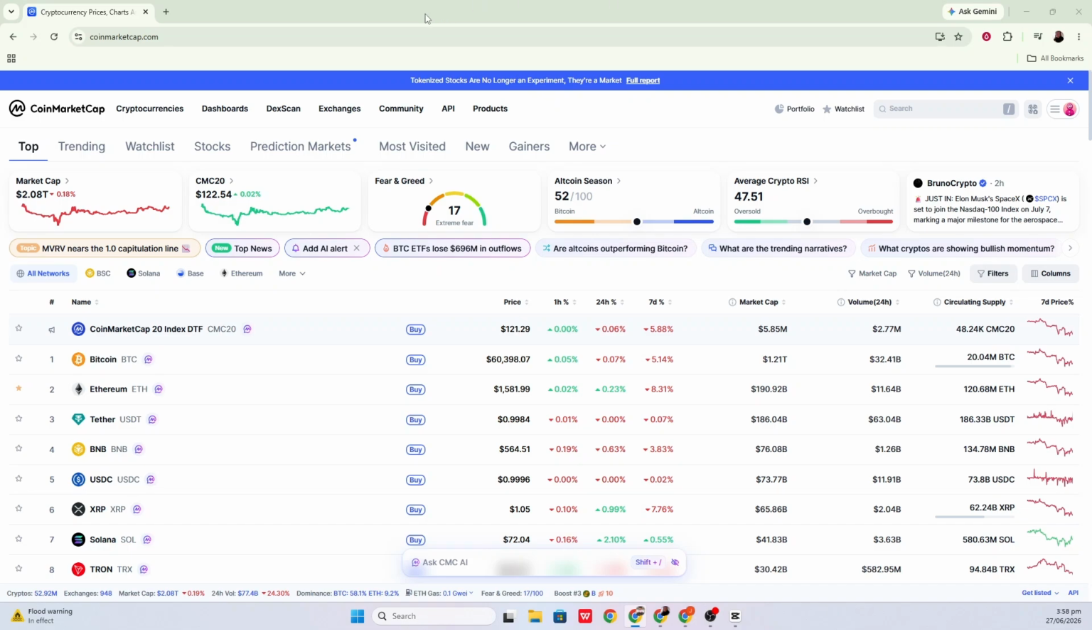In today's video, I will walk you through how to check Bitcoin market share on CoinMarketCap. To check Bitcoin's market share on CoinMarketCap, start by looking at the Global Crypto Metrics bar in the header.